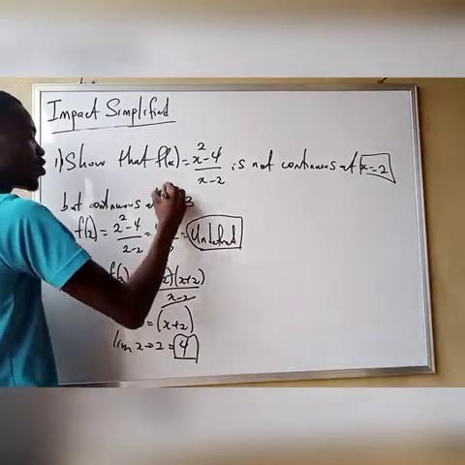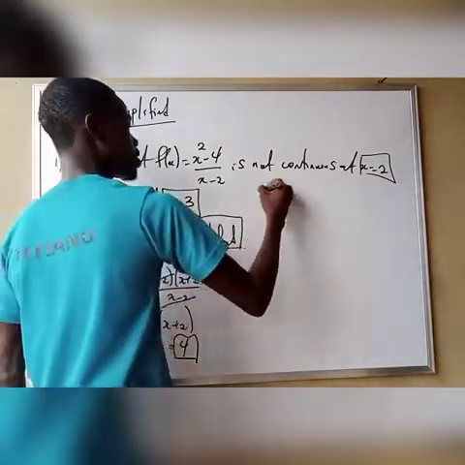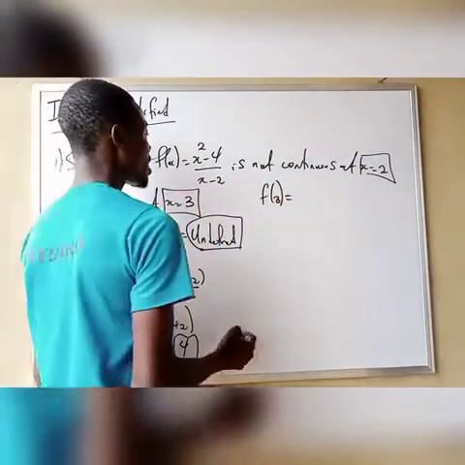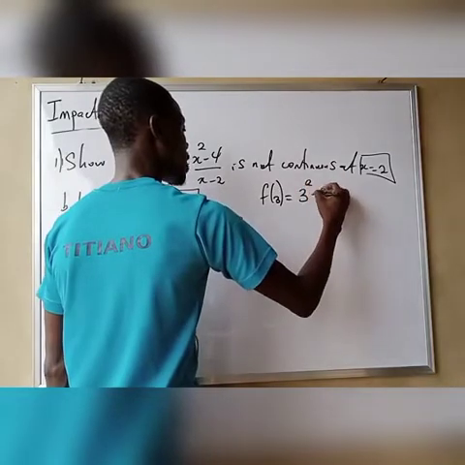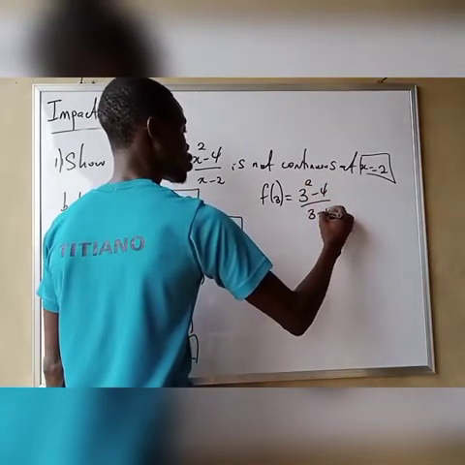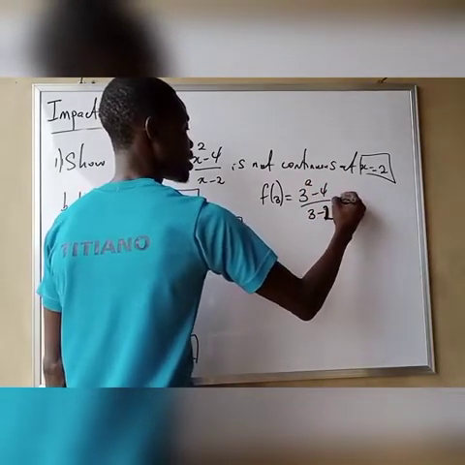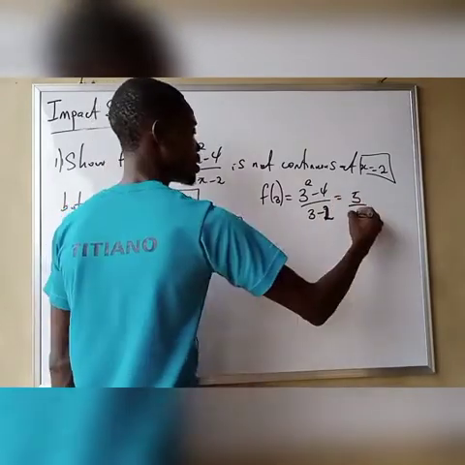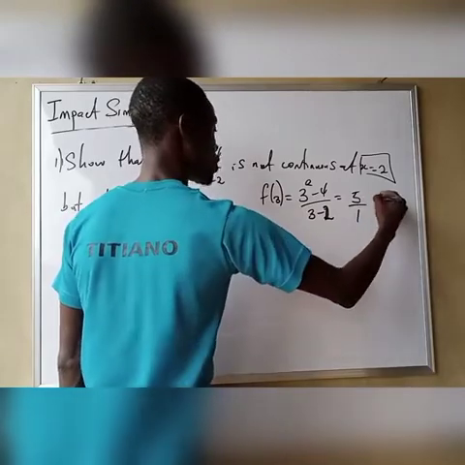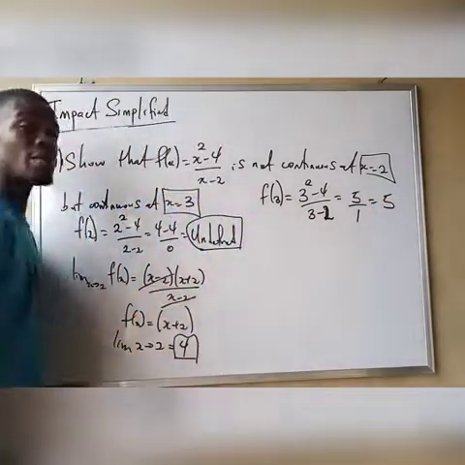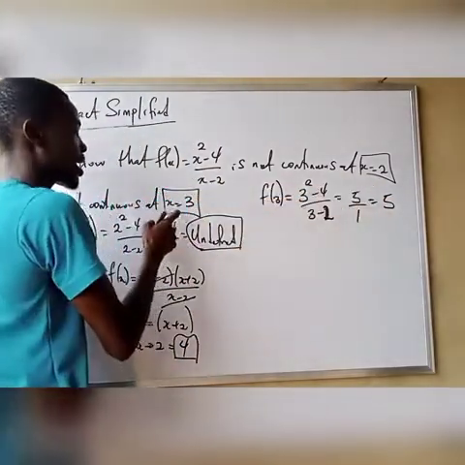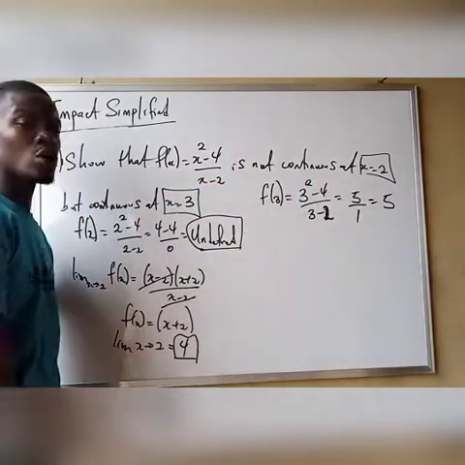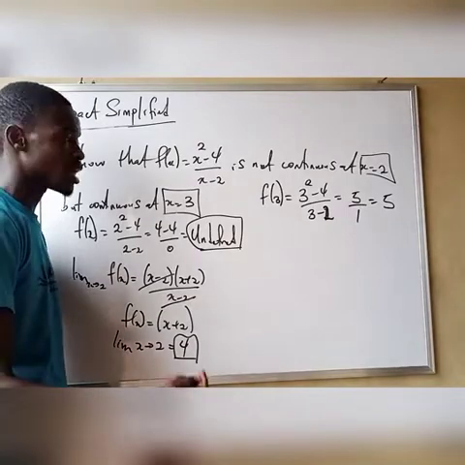Now let us test for x equal to 3. How can you test for x equal to 3? That means we have to get our f of 3. And what is f of 3? That will give us 3 squared minus 4 over 3 minus 2. And what is 3 squared? That will give us 9 minus 4 is 5. What is 3 minus 2? That will give us 1. And that will give us 5. That means when we are putting our x to 3 inside this function, we are going to find our f of 3 as 5.